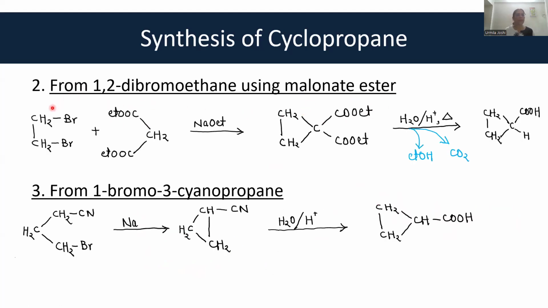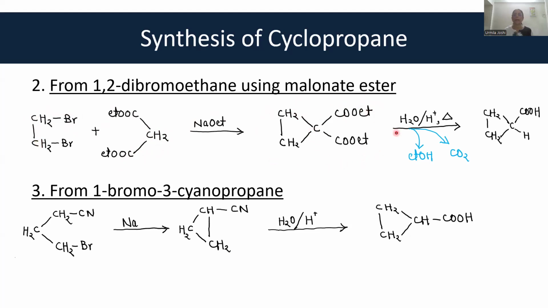The second method for synthesis is from 1,2-dibromoethane using malonate ester. Look at this. This is 1,2-dibromoethane. There are two carbons. For formation of cyclopropane, a third carbon is required, and this third carbon comes from the malonate ester, diethyl malonate. As you all know, the CH2 of malonate ester can get easily converted to a carbanion, and this carbanion can attack either this CH2 and then this CH2 to form a cyclized structure, as is shown over here.